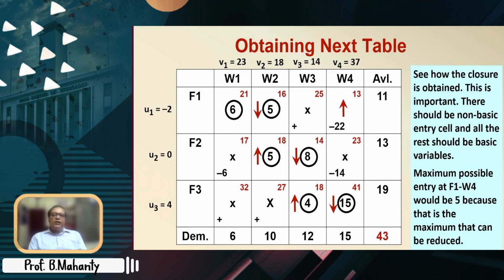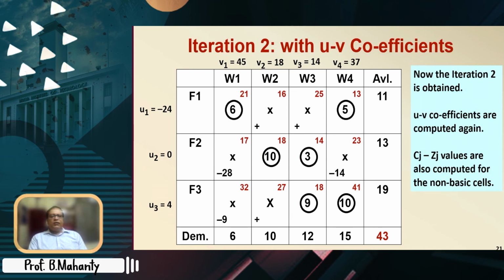So with that, we can say that this 5 comes here, this 5 becomes 10, this 8 becomes 3, this 4 becomes 9, and this 15 becomes 10. All right, so that is what we have done here, and the new table is obtained. So 6, 5, 10, 3, and 9 and 10. Is it clear? So that is how we get the second iteration with the UV coefficients. Have you understood how we got the second table? That is the second iteration.